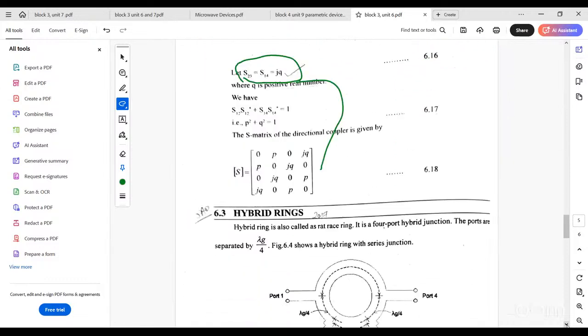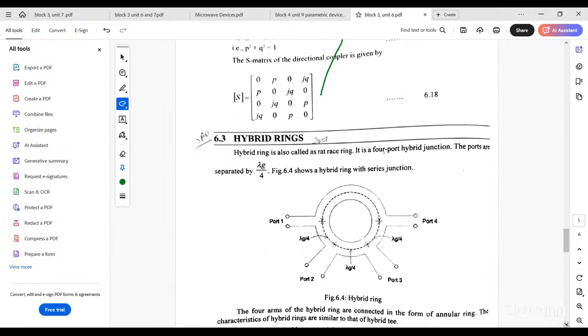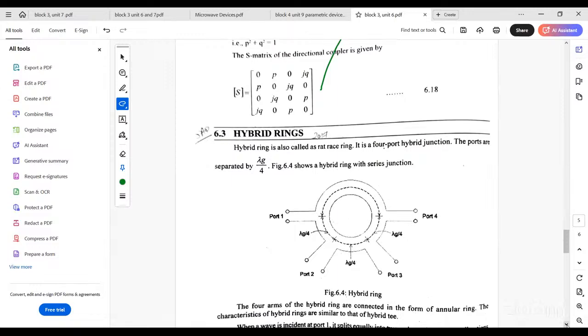Next topic, we have hybrid rings. Now we will see what a hybrid ring is. In hybrid rings, I am taking 4 ports. This is a very important short question that can be considered. The gap between port 1 to port 2 is lambda g by 4. The gap between each port is lambda g by 4: port 1 to port 2, port 2 to port 3, port 3 to port 4, port 4 to port 1. Like this, it is connected as a hybrid ring. Now we will see the description of this one.